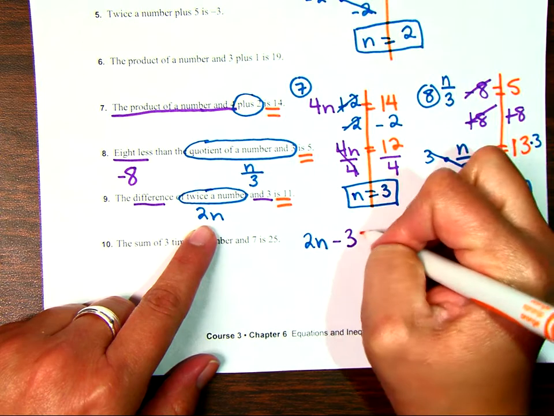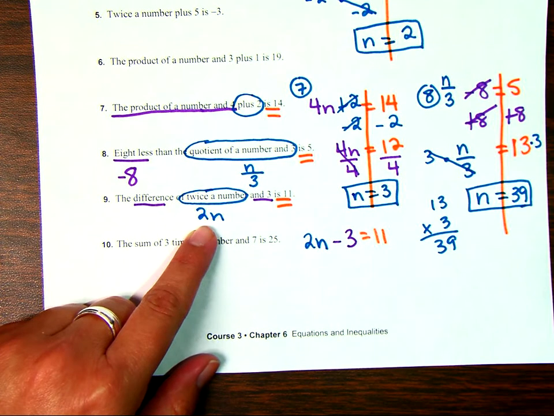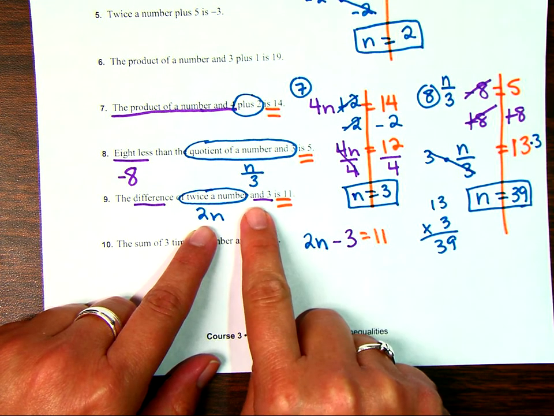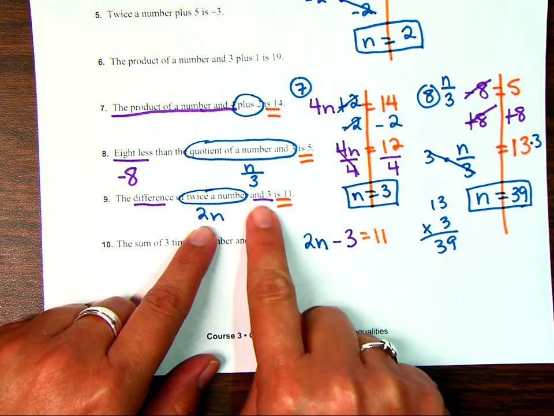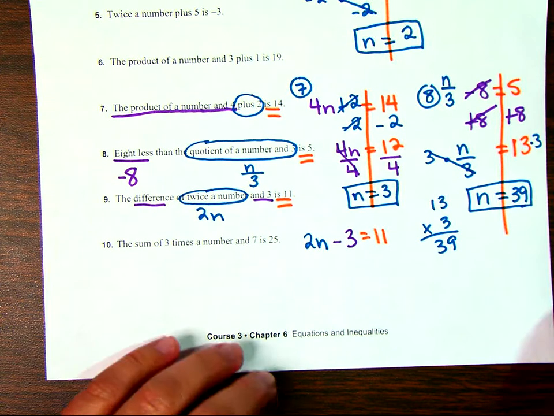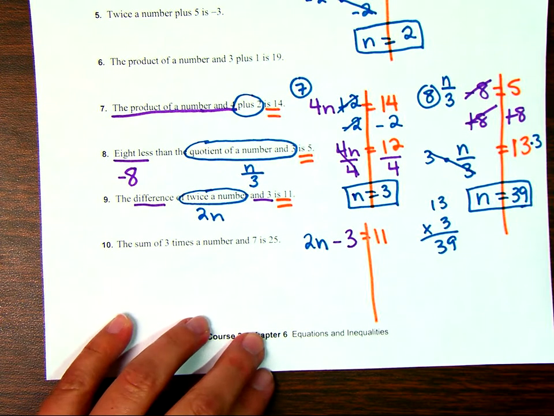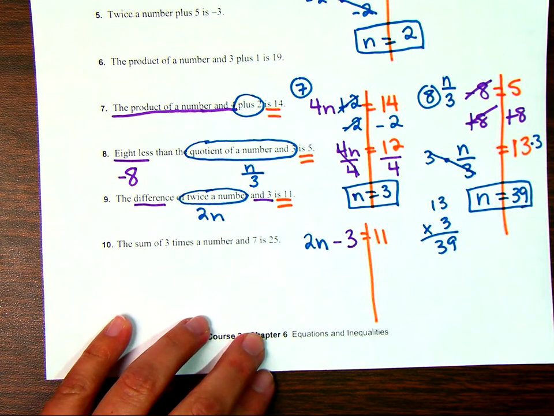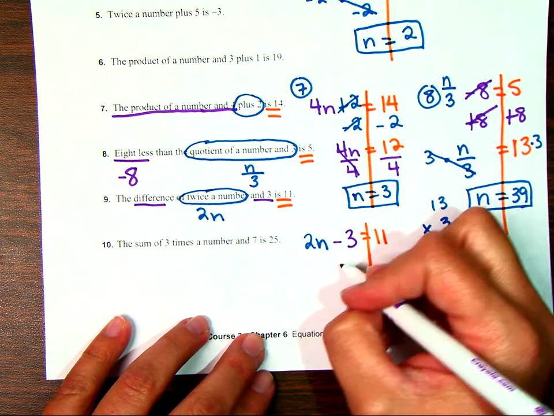So here again, you have to read carefully because "and" usually means addition, but they needed that "and" to show you what you were subtracting. So it gets a little tricky, and we'll help you guys out with it. So we want to get the n by itself. So the opposite of subtract 3 is add 3.